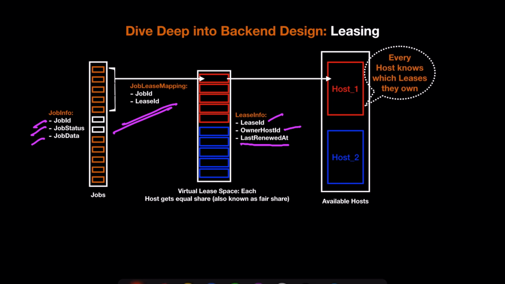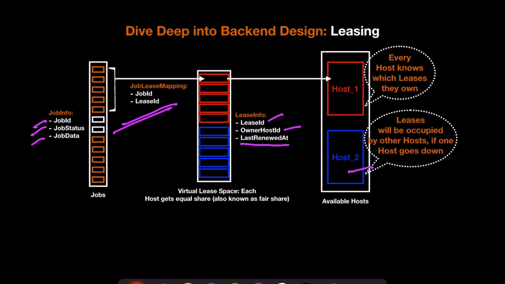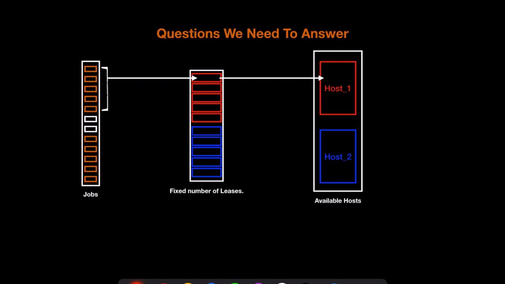So every host actually knows which leases they own. Say for example, here we have 10 different hosts. Host 1 knows out of these 10 leases which are owned by host 1, and similarly host 2 knows which leases are owned by host 2. And if one host goes down, its leases will be freed and occupied by other hosts.